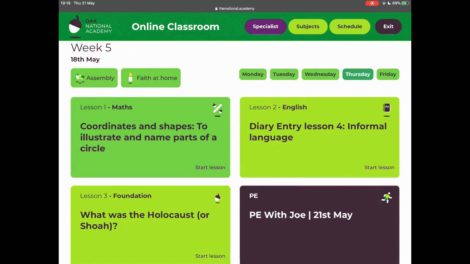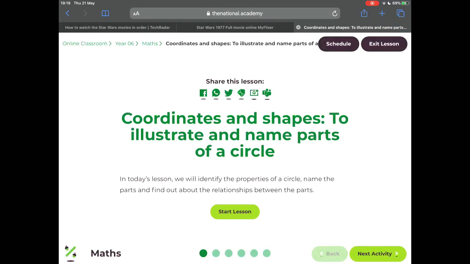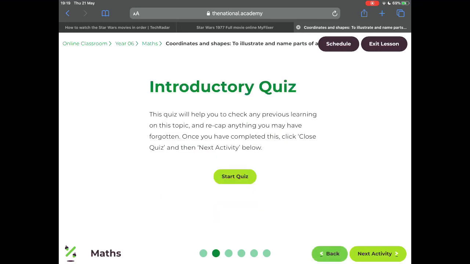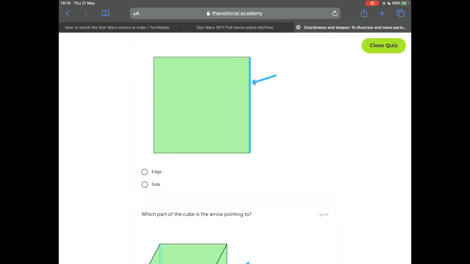So, lesson 1 you would have here, maths. Coordinates and shapes to illustrate and name parts of a circle. In this lesson, you're going to identify the properties of a circle, name the parts, and find out about the relationship between the parts. So first, you have your introductory quiz here. Which part of the shape is the arrow pointing to? It's pointing to the side.